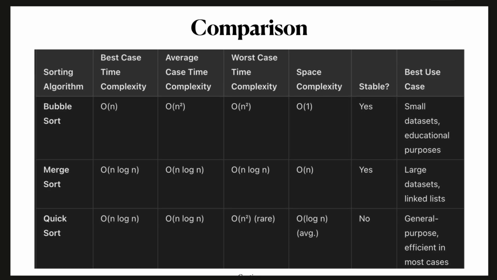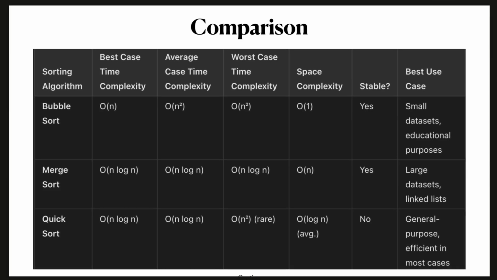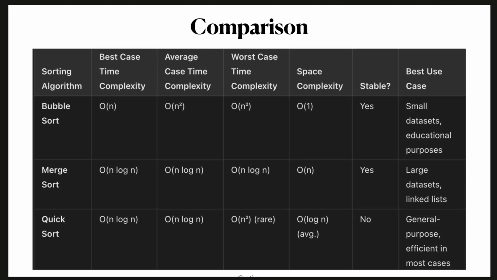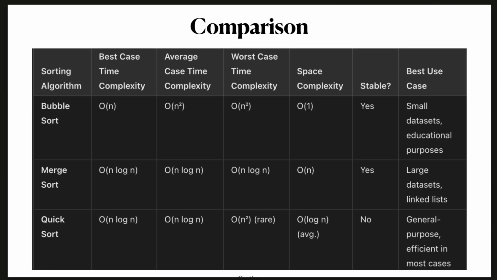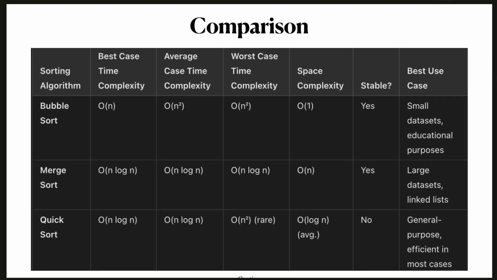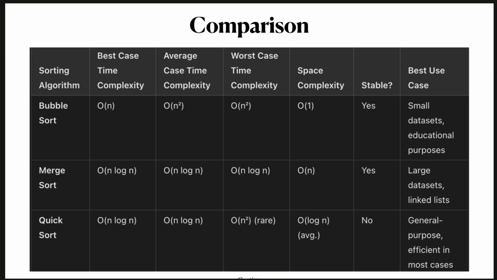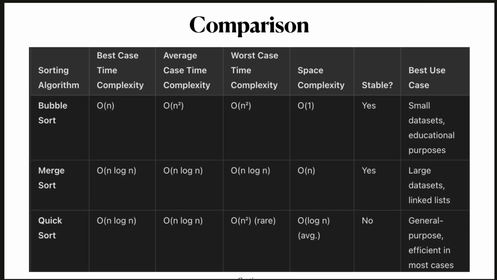Quicksort is also order of n log n. In the worst case scenario, it will take n square, but that is very rare. When it comes to space complexity, quicksort does not require extra space, but merge sort requires extra space because we are using a divide and conquer approach. When it comes to stability, merge sort is a very stable algorithm. Quicksort is not stable most of the time.